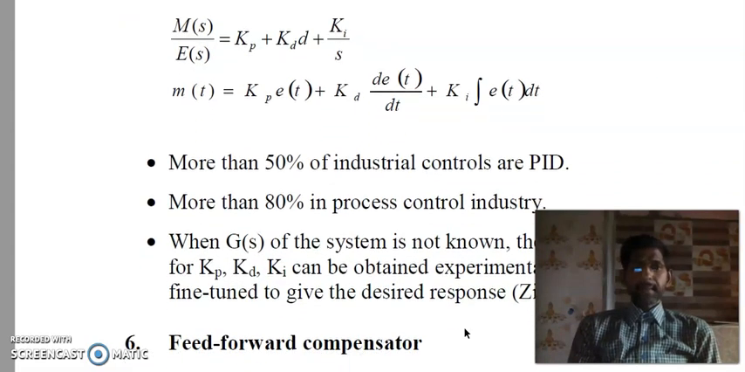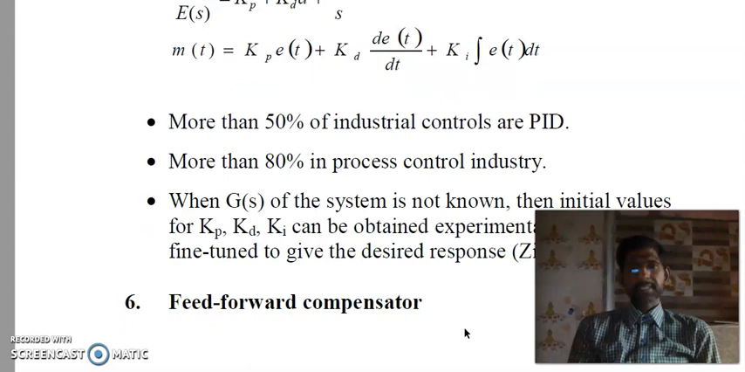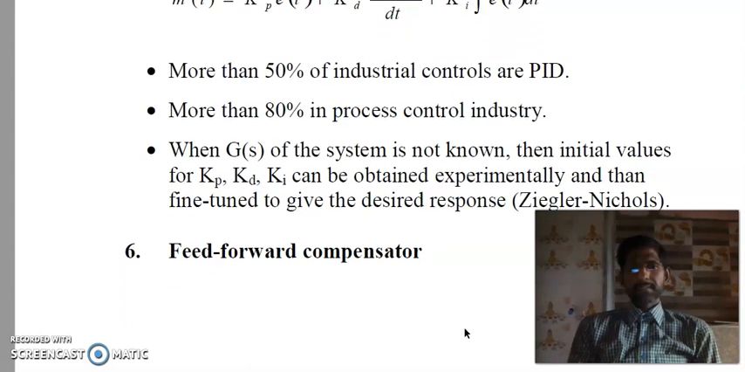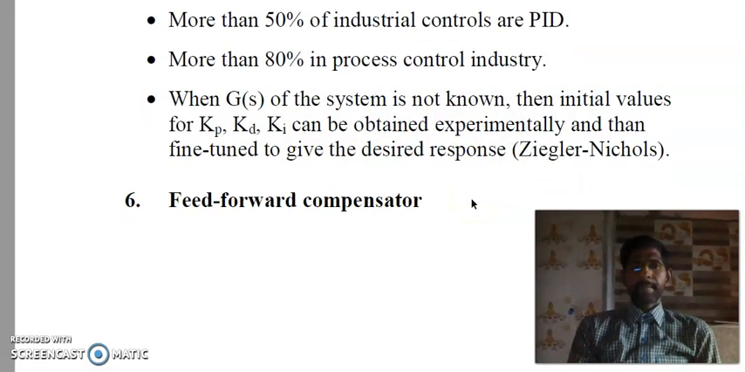More than 50% of industrial controllers are PIDs. More than 80% in the process control industry are using PIDs. When G of S of the system is not known, then initial values for Kp, Kd, Ki can be obtained experimentally and then fine-tuned to give the desired response. This is about the controllers.